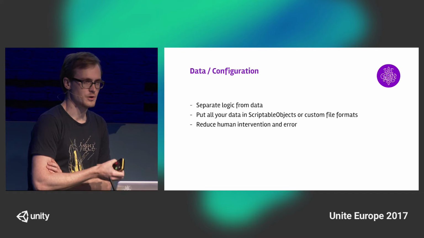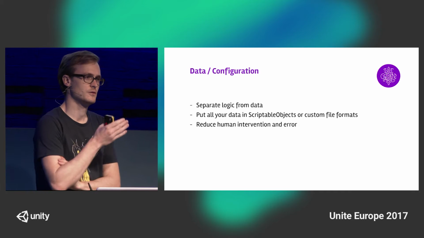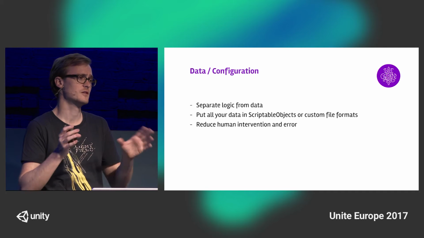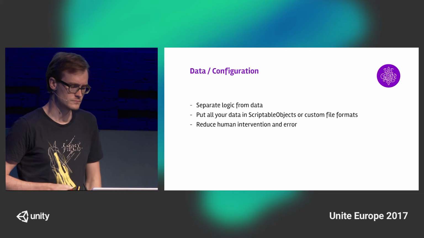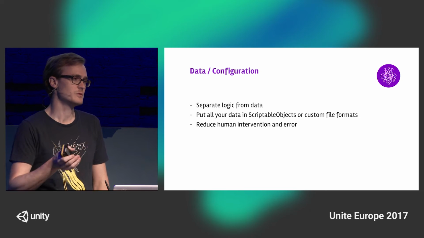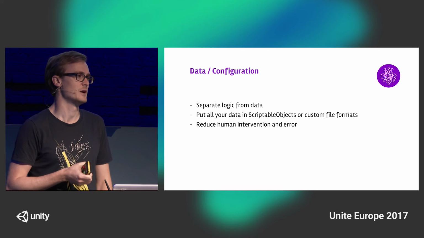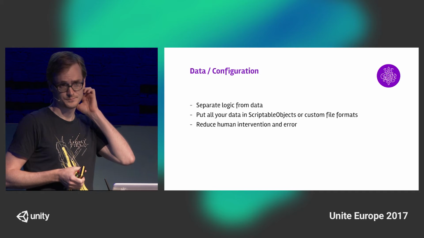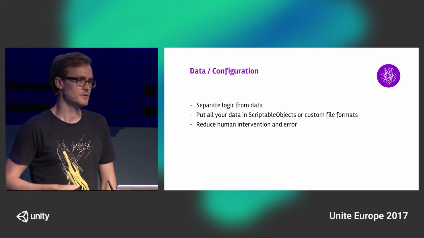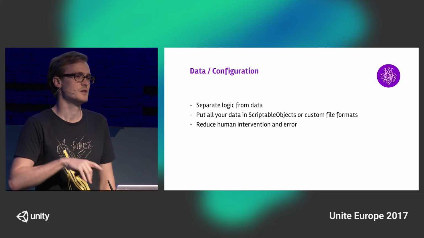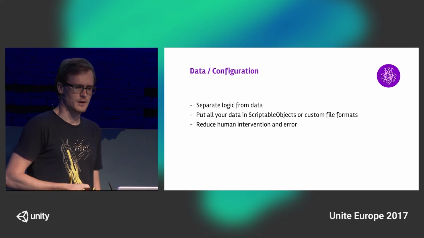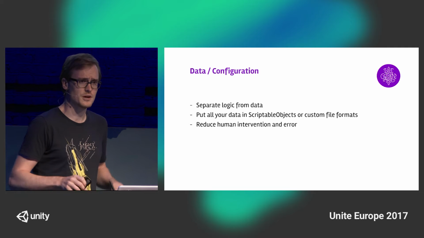In that direction, a very important part for us on the game side is separating logic from data, so all the data and configuration. We tried as much as we could to pull all the data into scriptable objects or into our own custom file formats. Scriptable objects you can turn into assets, and you can have them in your Git repository. You create the data and the configuration once, and you just reuse it, and it makes things much easier. And of course, it also reduces human intervention error, because you don't have to type in anything.